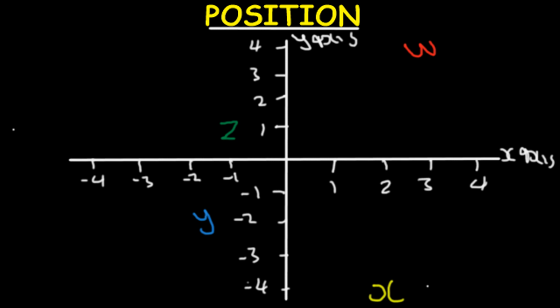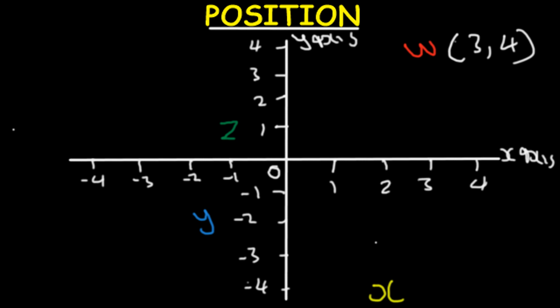Now let's get started with W. What is the specific position of point W? Starting from the origin O, point W moves 4 units up, and at the same time, it moves 3 units to the right. Therefore, the position of point W will be (3, 4). That is, the movement along the x-axis in the right direction is 3, while along the y-axis in the upward direction is 4.